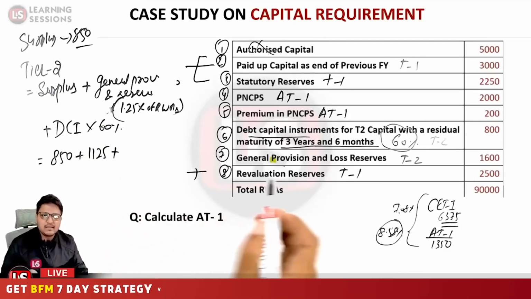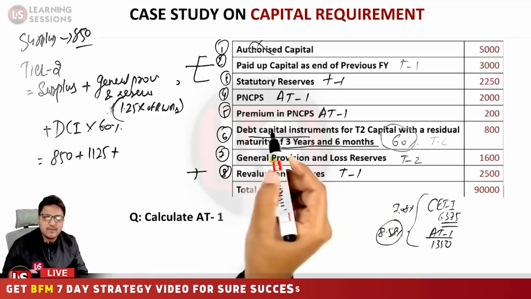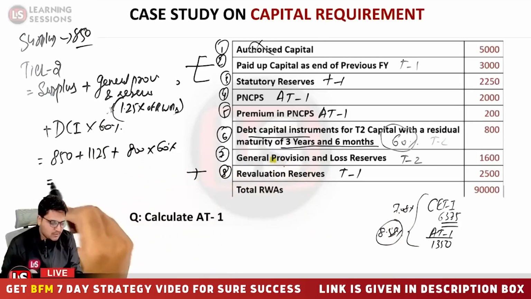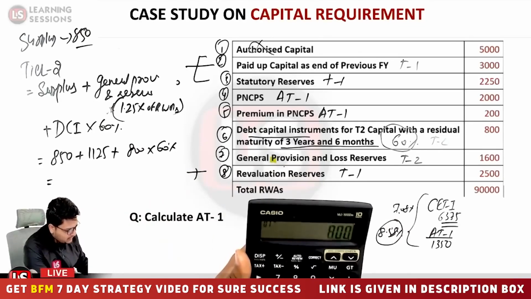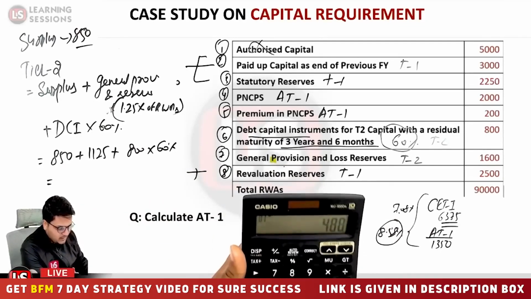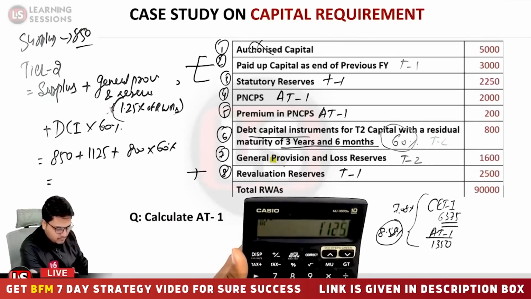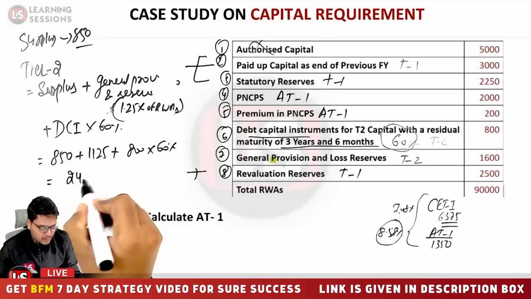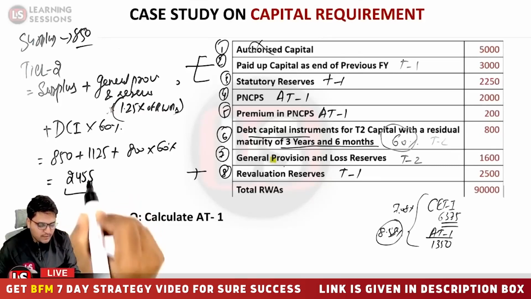Plus it is the DCI at 60% value. The DCI value is given to be 800 multiplied by 60%, so 800 into 60% is 480. Then 480 plus 1125 plus 850 is actually equal to 2455.